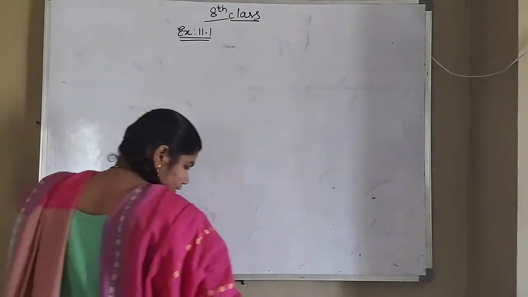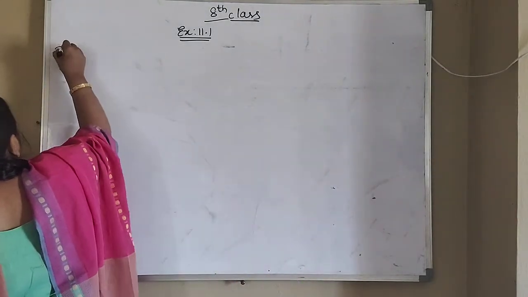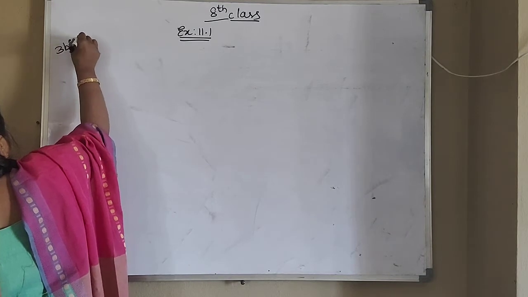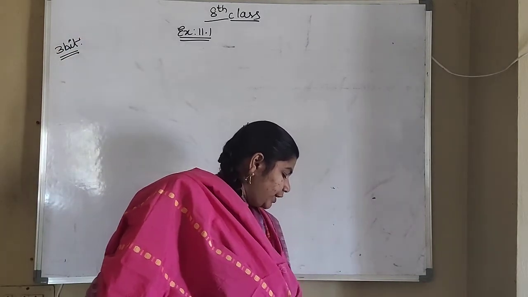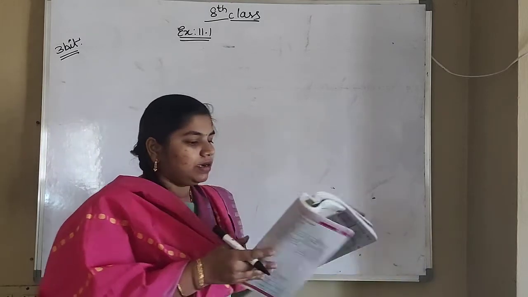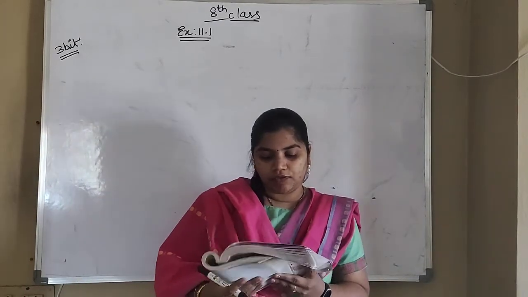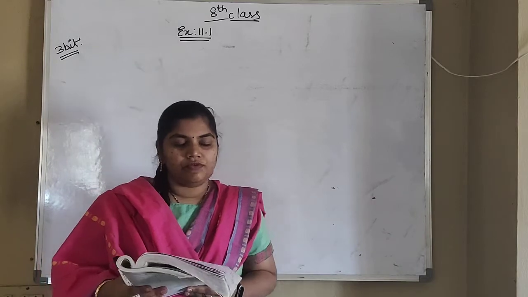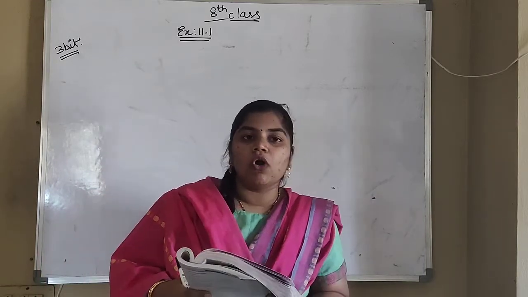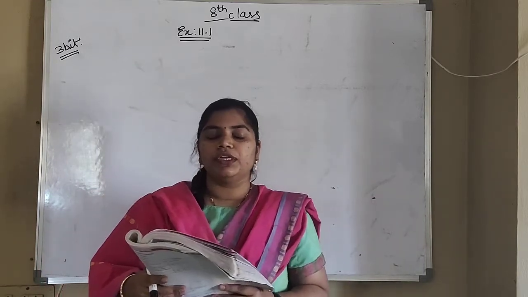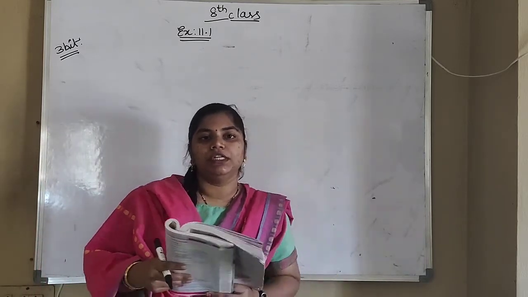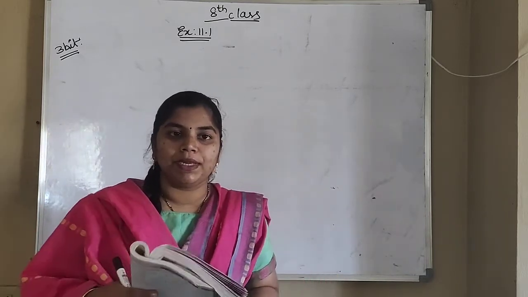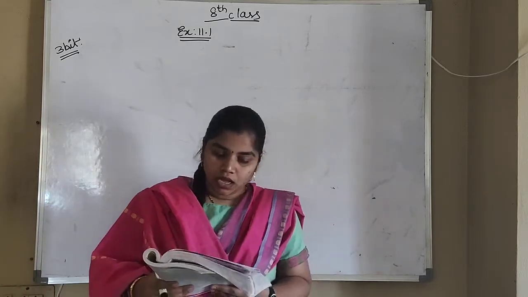So what is the third bit? Find the volume of a rectangular box with the given length, breadth and height in the following table. What we have to find is the volume of the rectangular box. What is the volume formula? Length into breadth into height. So we have to multiply the length value, breadth value and height value.